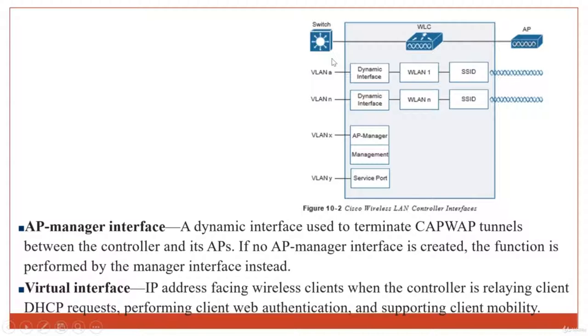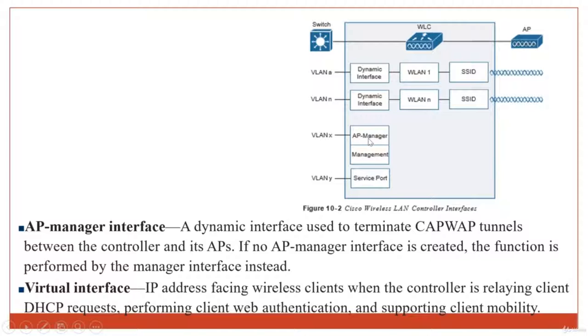So let me redo this. The switch will connect with the WLC, and the WLC has connectivity with the AP. In between the WLC and AP, we have the CAPWAP tunnel. So what is the use of the AP manager interface? It is the dynamic interface used to terminate the CAPWAP tunnel between the controller and the AP.